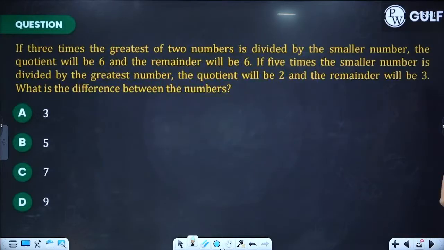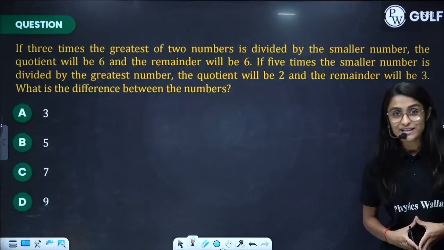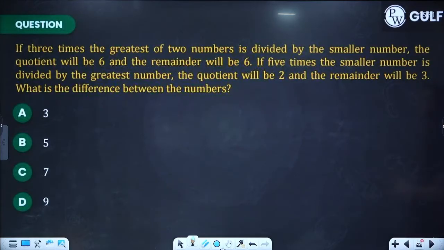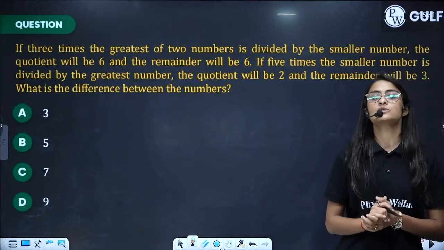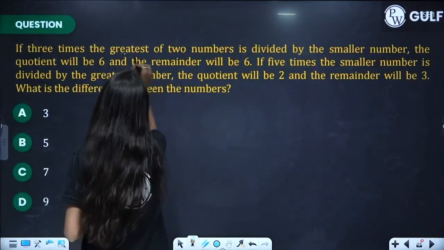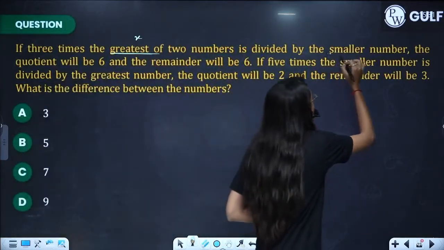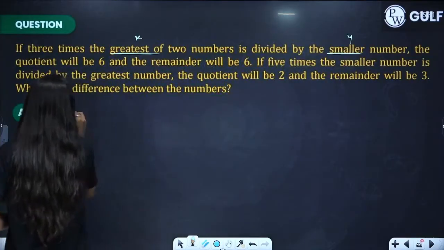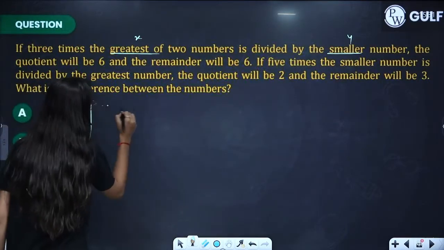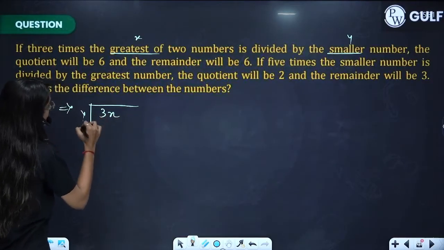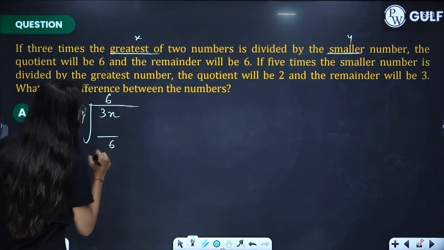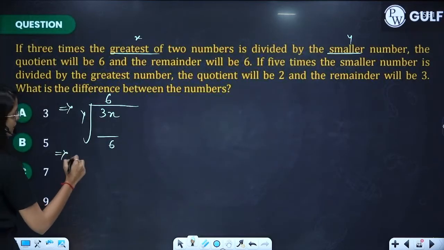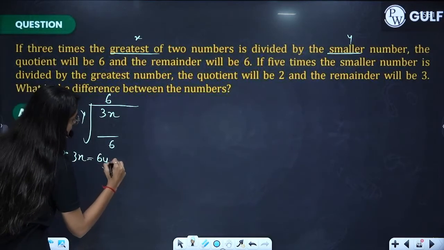Moving forward, if 3 times the greatest of 2 numbers is divided by the smaller number, the quotient will be 6 and the remainder will be 6. If 5 times the smaller number is divided by the greatest number, the quotient will be 2 and the remainder will be 3. So what is the difference between those numbers? In this case, let us assume the greatest number as X and the smaller number as Y. So here I am dividing 3x by y, quotient I am obtaining as 6, remainder is also obtained as 6. So my first equation becomes 3x is equal to 6y plus 6.